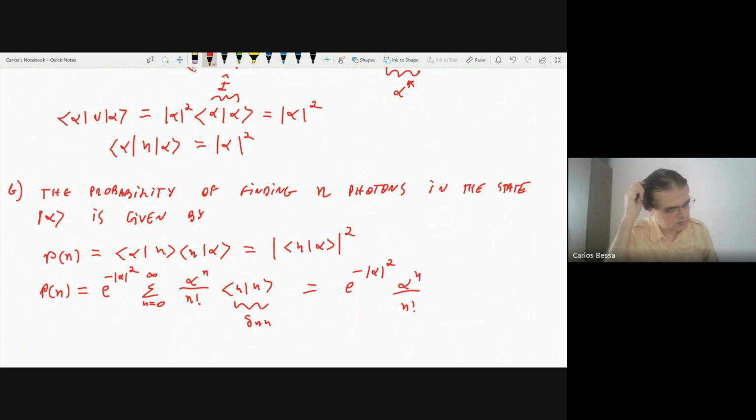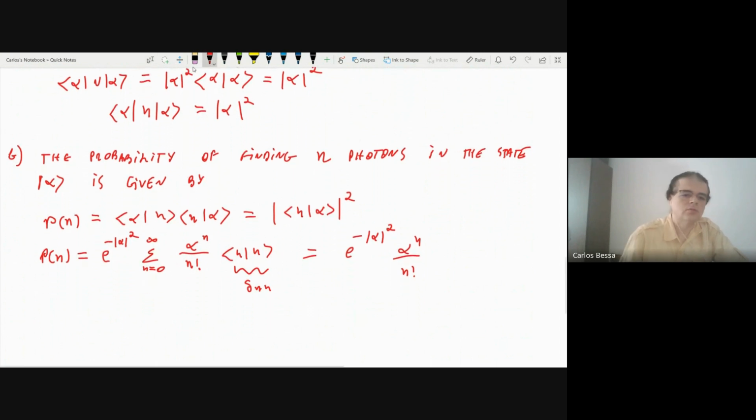Okay, which is a Poissonian distribution. Which is Poisson distribution.